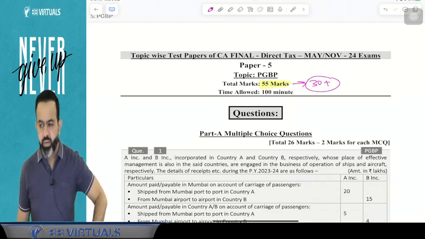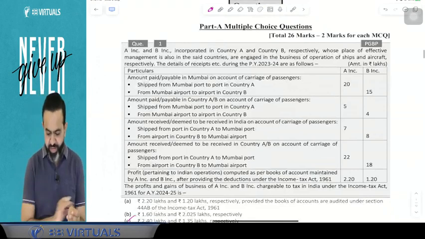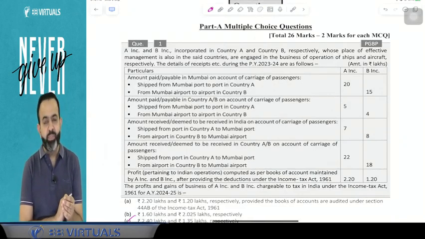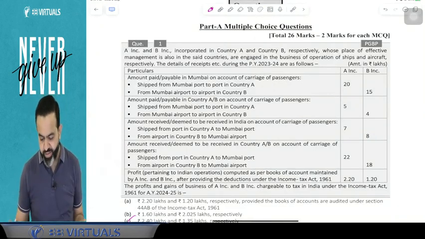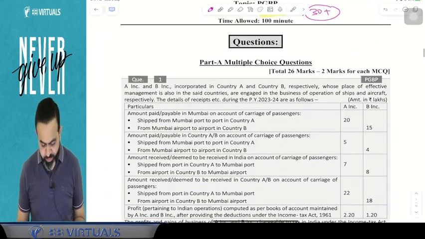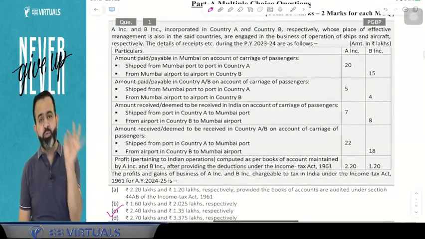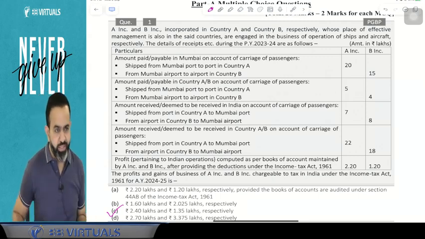Yes. So now we are going to start with the discussion on this paper, and the first part of the paper was MCQ, multiple choice questions. There were a total of 13 questions and each question carries 2 marks, so 26 marks from your MCQ. And the first question of MCQ was related to PGBP, 44B and 44BBA.